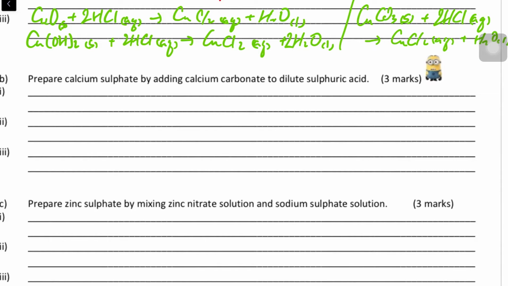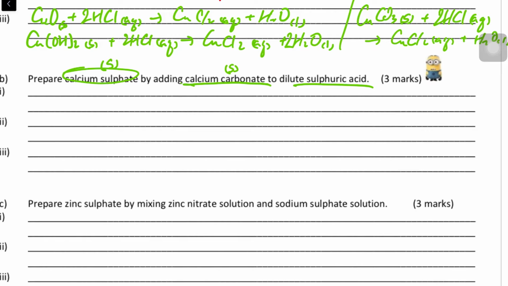Next one is prepare calcium sulfate from calcium carbonate and sulfuric acid. Now, this method is not appropriate because we know that calcium sulfate is actually a solid and calcium carbonate is also a solid. It is not possible for us to prepare an insoluble salt from solid reactant because an insoluble layer will form which acts as a protective layer to prevent further reaction.